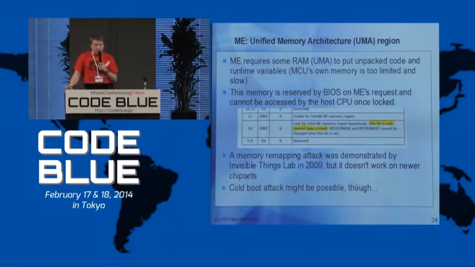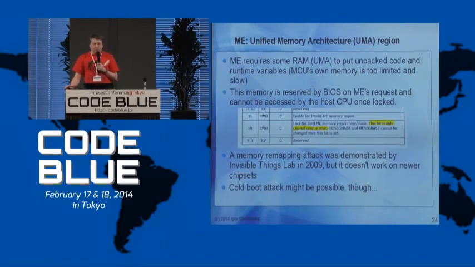The next feature used is the Unified Memory Architecture region, the UMA region. For functioning, ME requires some piece of the RAM, the same RAM that the main CPU uses, so it is important to protect that region of the RAM from accesses by the main CPU, because maybe the CPU is running some malware, and that malware would look into or change the code that is running on ME. So Intel has implemented a protection feature.